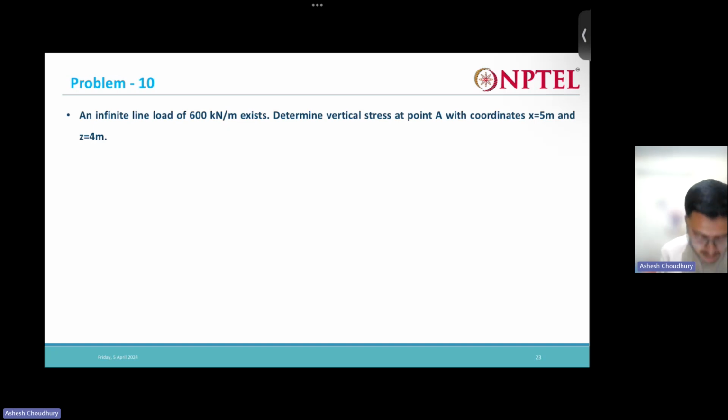Now let us see this problem. An infinite line load of 600 kN per meter exists. Okay, line load is there. Before, we solved problems regarding point load, now instead of point load, we are having line load. So an infinite line load of 600 kN per meter exists. Determine vertical stress at point A with coordinates x equal to 5 meter and z equal to 4 meter.